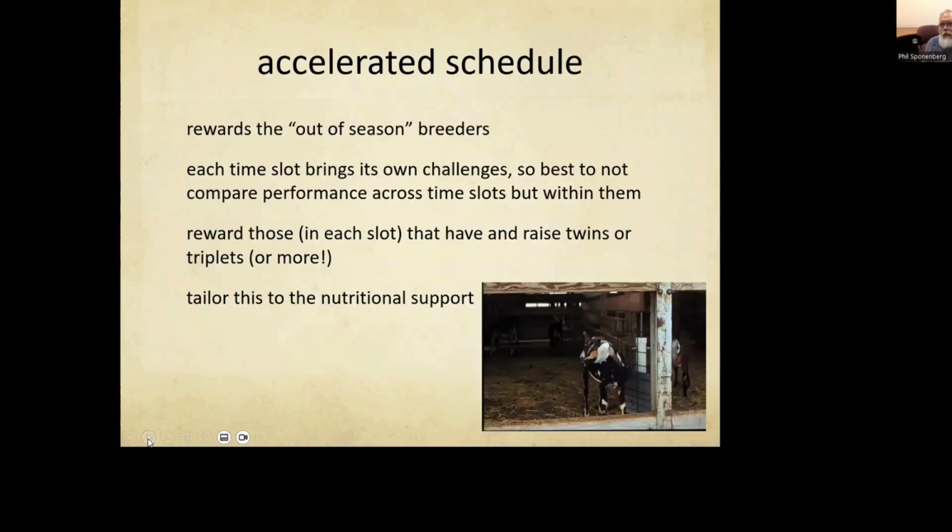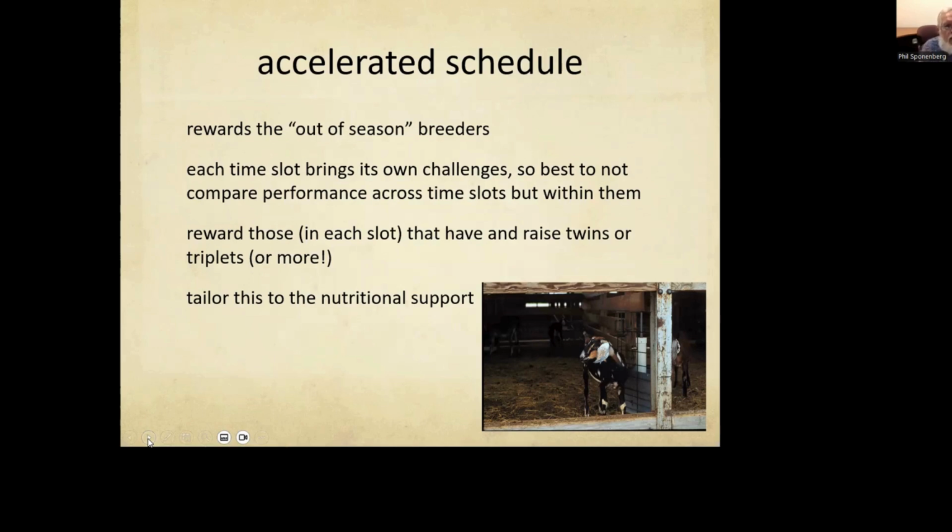Now, if you do an accelerated schedule, this is going to reward the out of season breeders. And so this is a Nubian goat. Nubian goats routinely breed out of season. There's a whole lot of breeds that do this. Now, there's some breeds where it's going to actually vary individual to individual, whether they're going to breed out of season or not. Now, each time slot, depending on what you do, is going to bring its own challenges.